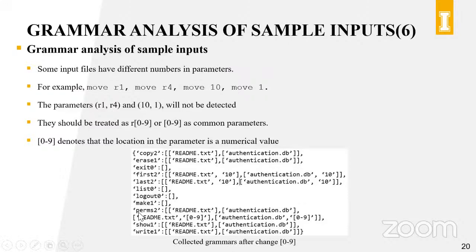So for example, we have this command perms2. We have the readme text and authentication.db. So we detected that the second parameter is a number for the command perms2. So we include 09 as a second parameter for readme and authentication. Then we updated the grammar rules.